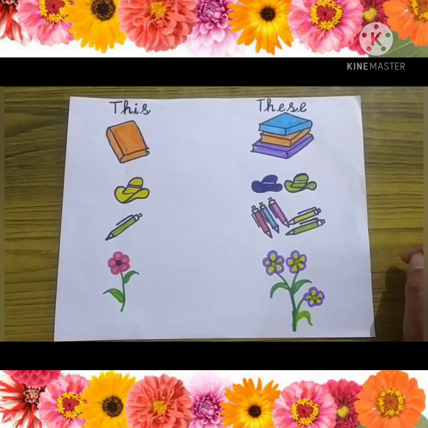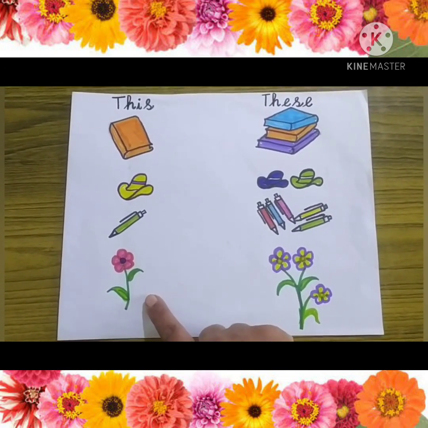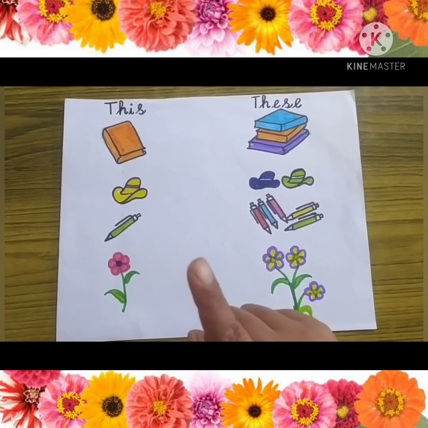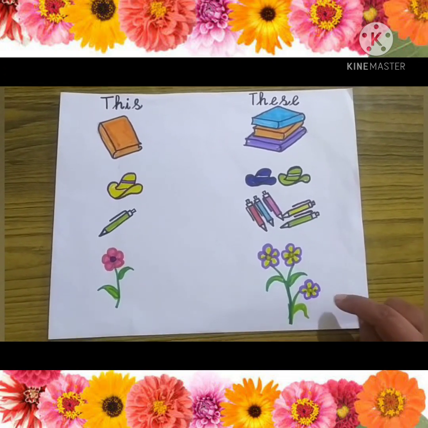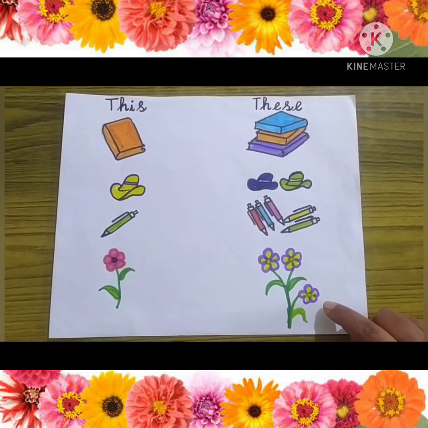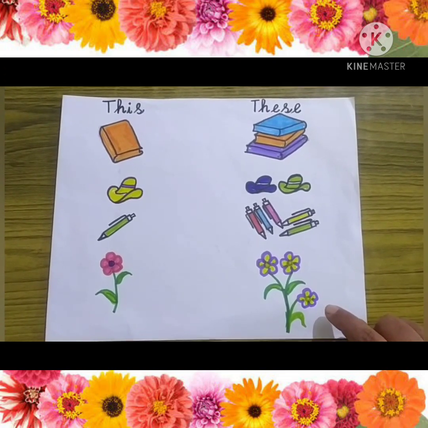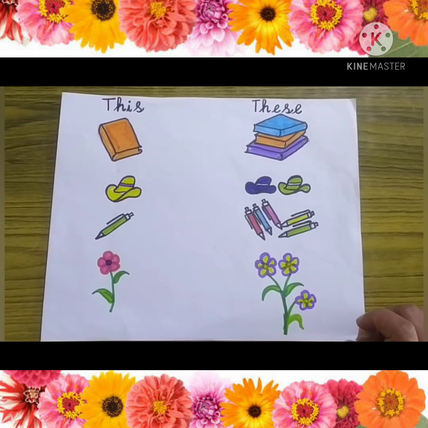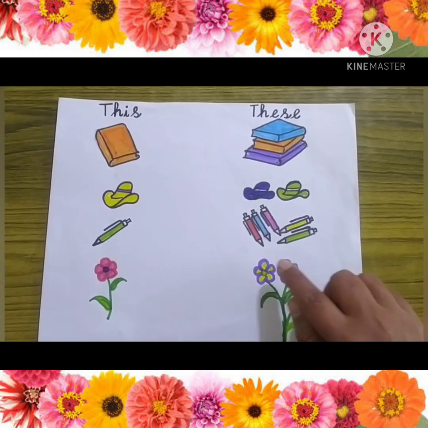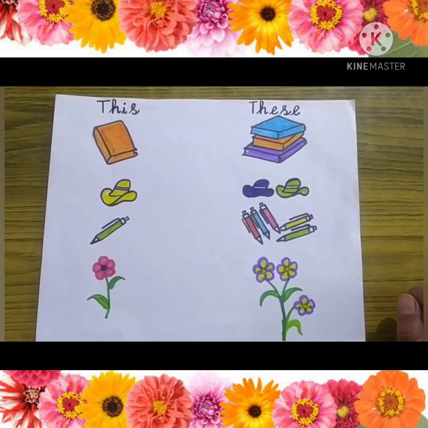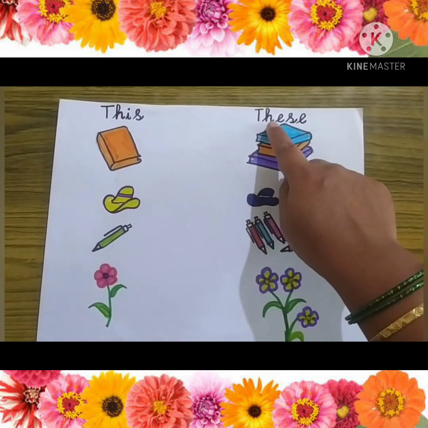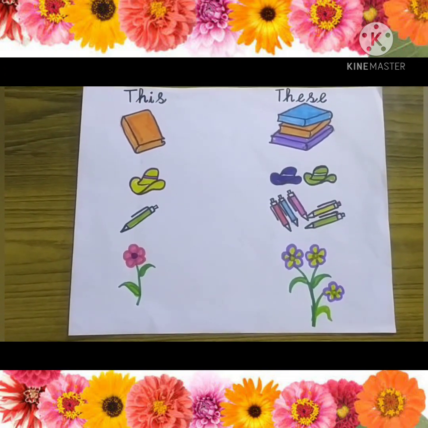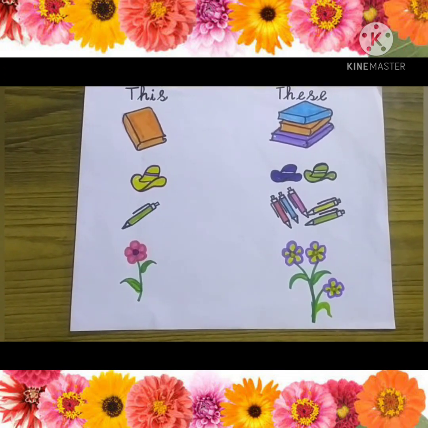Moving to the last one. What is this? This is a flower. It is only one in number. And what are these? These are flowers. We have more than one flower. So we use T-H-E-S-E. These. I hope you are clear with this concept, children.